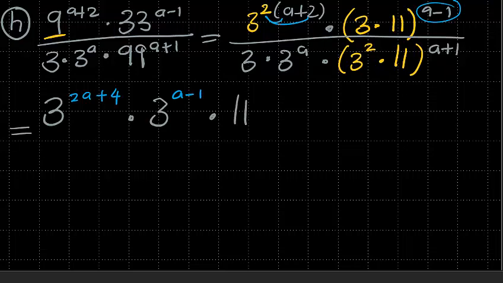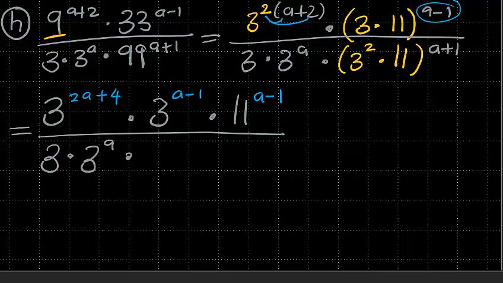Multiplied by 11 to the power of a minus 1. That's my numerator. All of that over 3 to the power of 1 times 3 to the power of a times 3 to the power of 2 times that. So it's times the first one and the second one. 2a plus 2 multiplied by 11 with the exponents a plus 1. So this here is just making sure that every base has its own exponents.